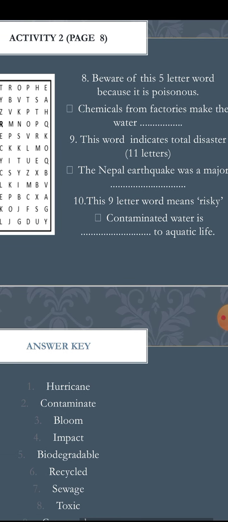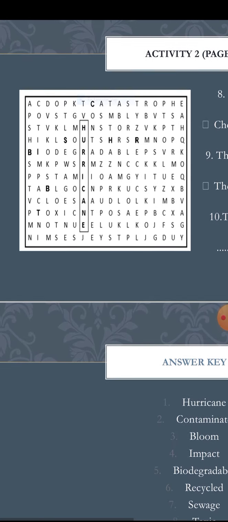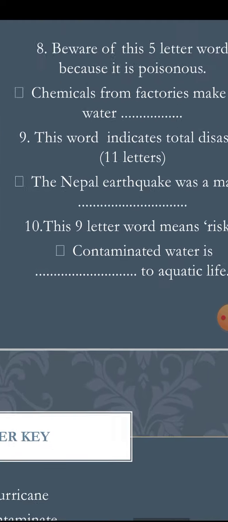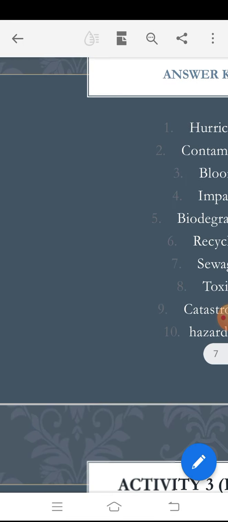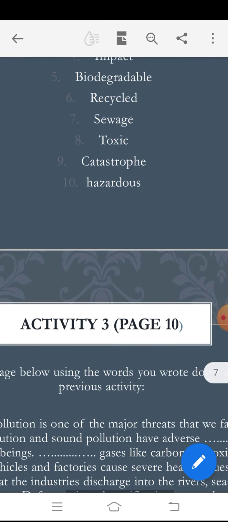The next one, the last one, that is, this 9-letter word means risky. Risky, dangerous. So contaminated water is dash, dangerous to water life. What is the word? The word is hazardous. Hazardous to water life, to aquatic life. So here are the words. The words are hurricane, contaminate, bloom, impact, biodegradable, recycled, sewage, toxic, catastrophe and hazardous.